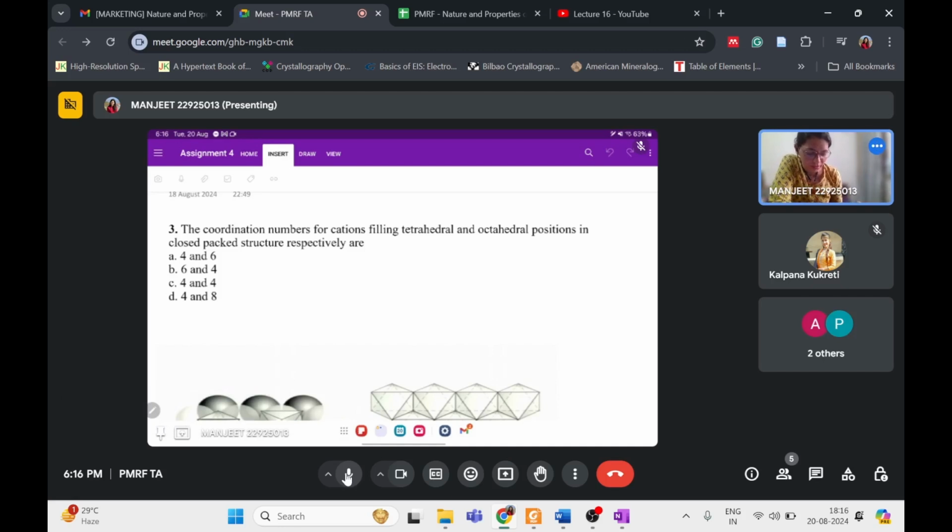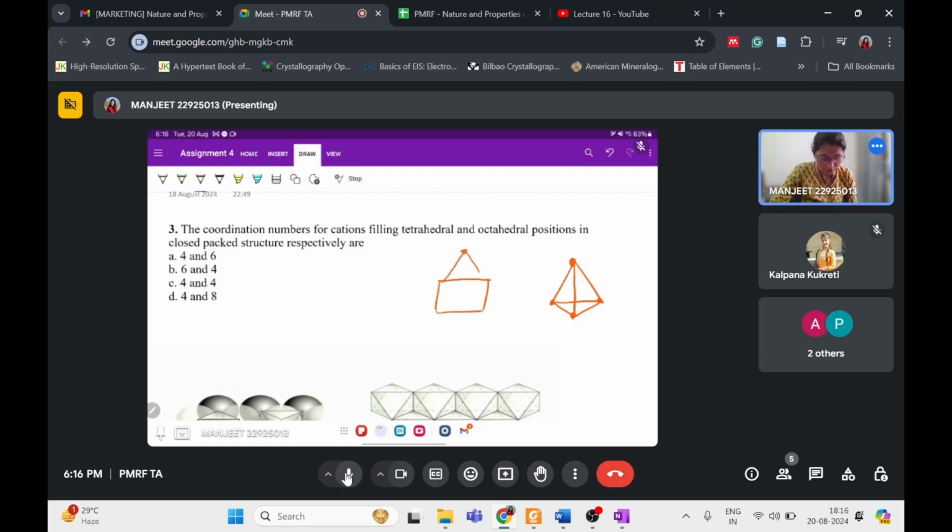So in the tetrahedral position, this one, the atoms are sitting at the corners of the tetrahedron. And in the octahedral, it has this kind of shape, where also the atoms are sitting at the corners: four atoms are sitting in the plane, and one atom is above the plane and one atom is below the plane.